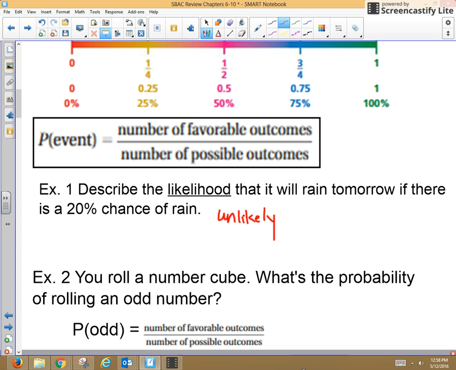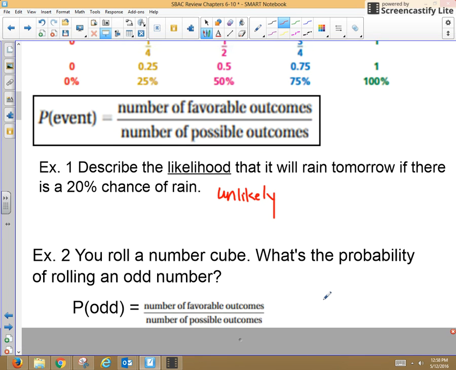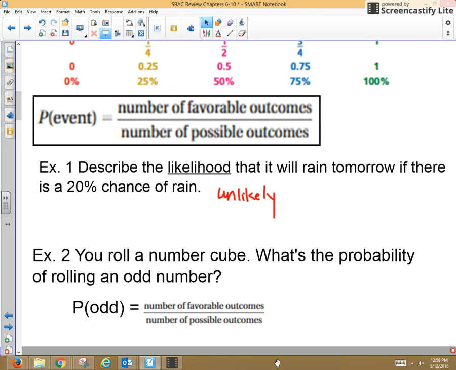Now, for example 2, this time you roll a number cube. What's the probability of rolling an odd number? So think of the favorable outcomes. The probability of getting an odd number. Odd numbers could be 1, 3, or 5. So the number of favorable outcomes is 3.